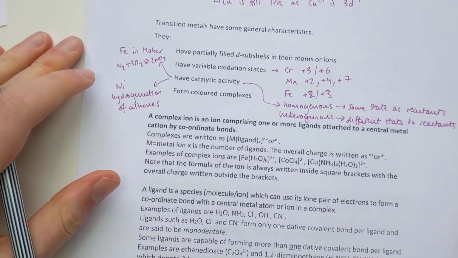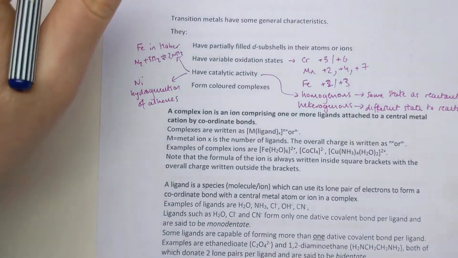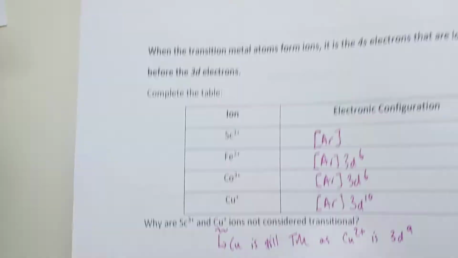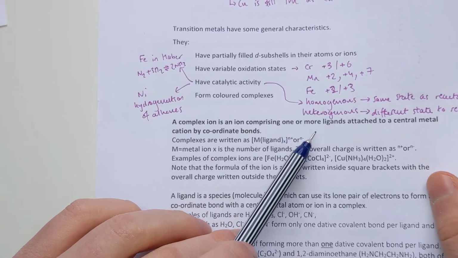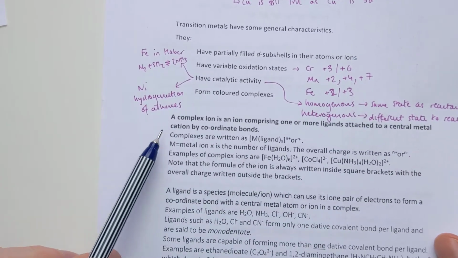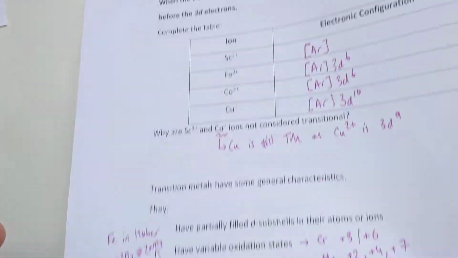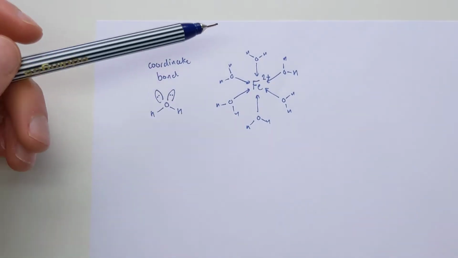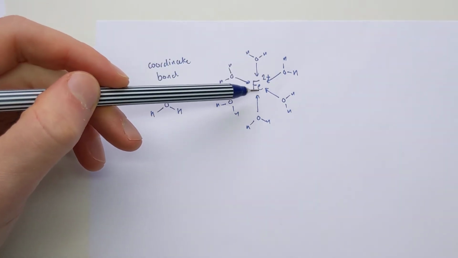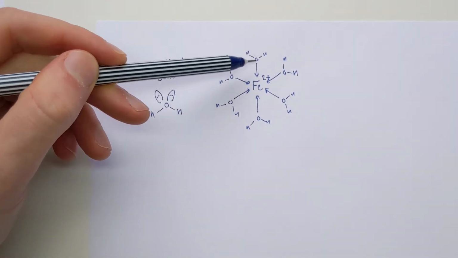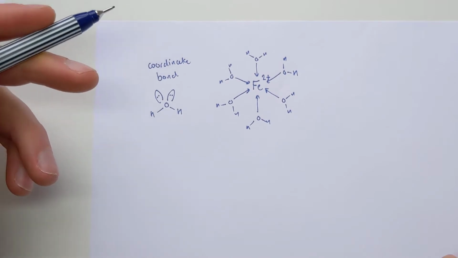If we bring back our definition again, a complex ion is an ion comprising of one or more ligands. A ligand is just something that forms a coordinate bond to a transition metal ion. One or more ligands attached to a central metal cation by coordinate bonds. So we've got all those key ingredients in this picture I've got here. A metal ion in the middle. We've got coordinate bonds from what we call ligands, which are things which donate coordinate bonds to transition metal ions.